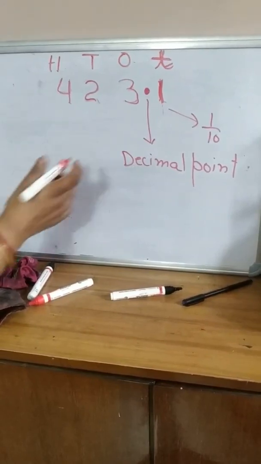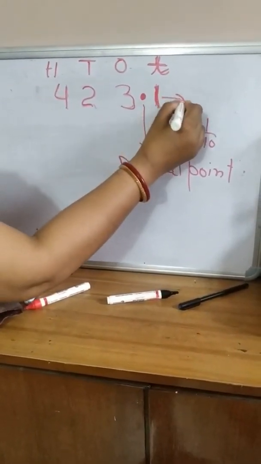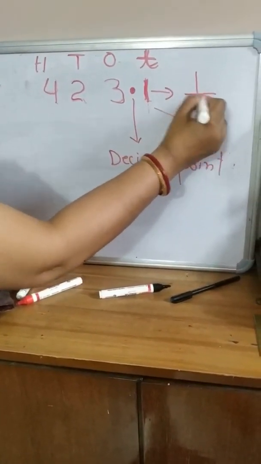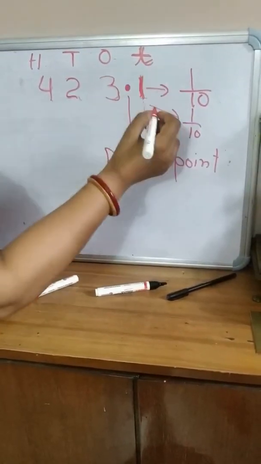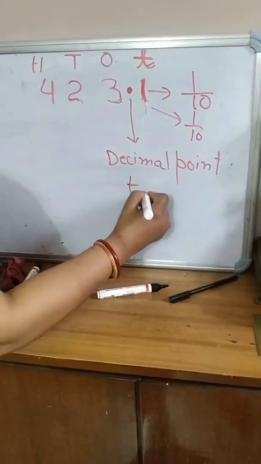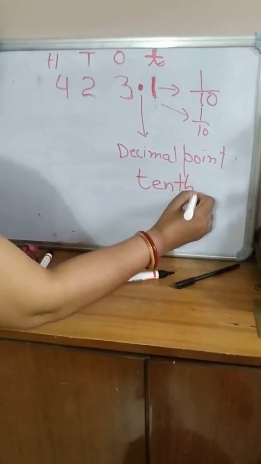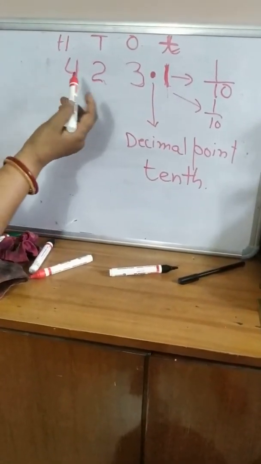Okay. So what is the value of this? The value of this is 1/10th. So this is tenth. T-E-N-T-H. Now the next question is how I will read this number.